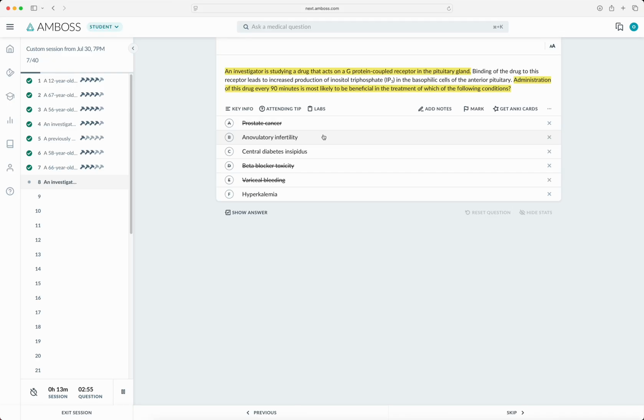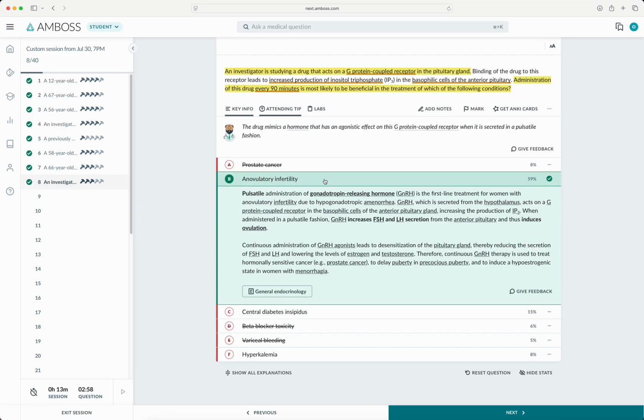Oh, right. Look, every 90 minutes. What does that remind you of? That reminds me of the pulsations. So that's probably the answer. The pulsations of gonadotropin releasing hormone. I wouldn't have even remembered this word, but I know that pulsations lead to pulsations. If it's continuous, it'll cause amenorrhea or whatever, right? Okay, we got it right. That's not the point. Pulsatile administration of GnRH is a first treatment for women with anovulatory infertility.